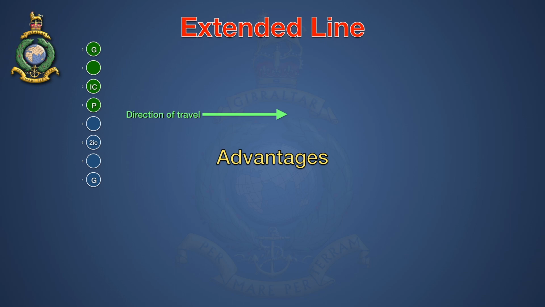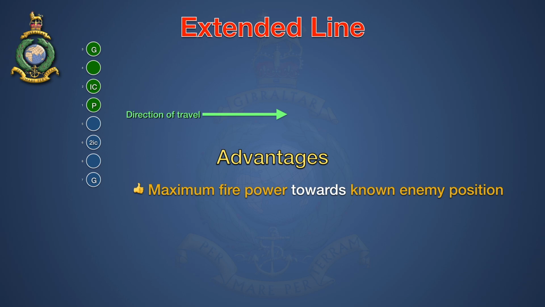So, advantages of extended line. As we've said, we can put maximum firepower towards the enemy position. We're able to defend both from front or rear attacks from the enemy.